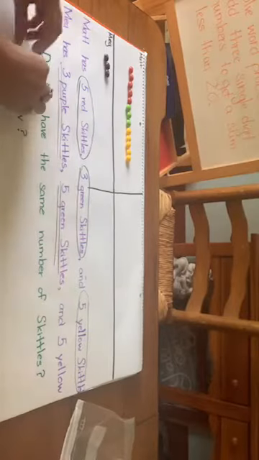Now I've got to do Meg's Skittles. Meg had 3 purple Skittles. She had 5 green Skittles. And she had 5 yellow Skittles.